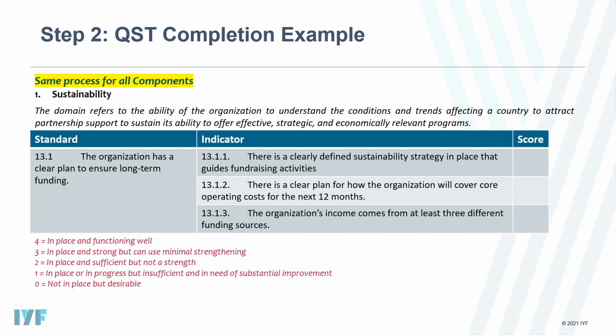This is how to complete the QST components. For example, for the component of sustainability, you will read each indicator, discuss it with your group, and reach a consensus about the score. If your organization has a clearly defined sustainability strategy in place that guides fundraising activities, you will give a score of 4. Follow the same procedure for the whole instrument.